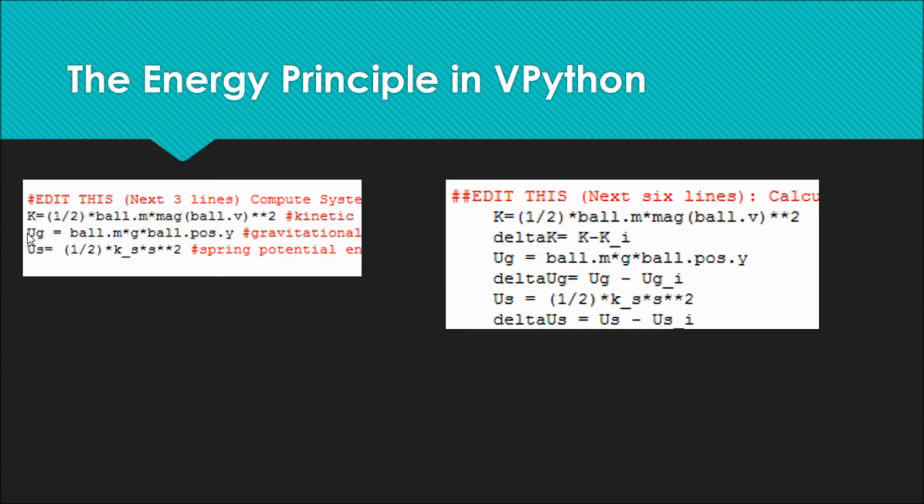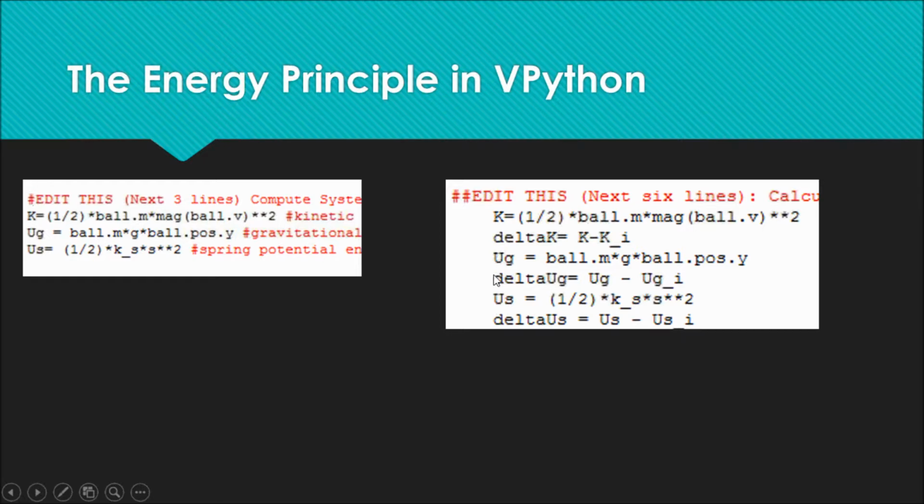I then had to find the change in these energies, as shown in this part of the code right here. As you can see, the formulas for the kinetic energy, gravitational potential energy, and spring potential energy are still here, as well as an added line to find the change in each energy, which is just the energy minus the initial energy.